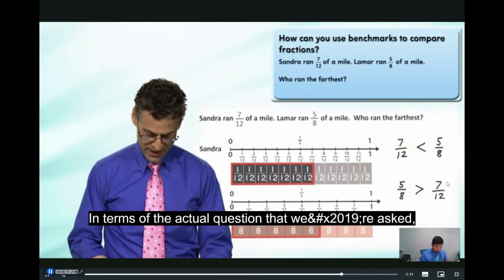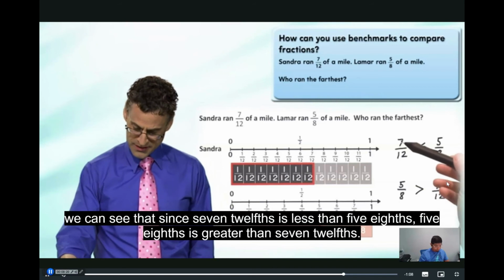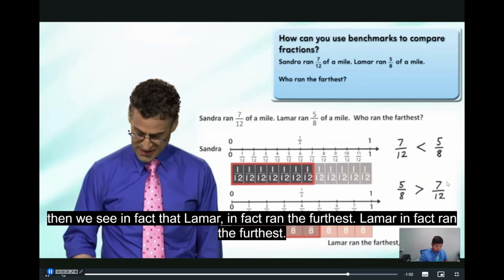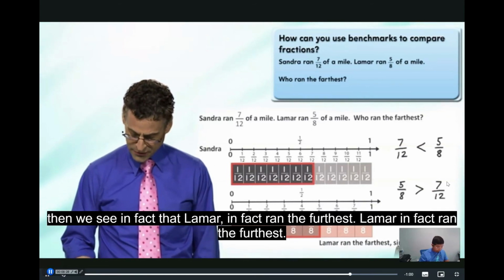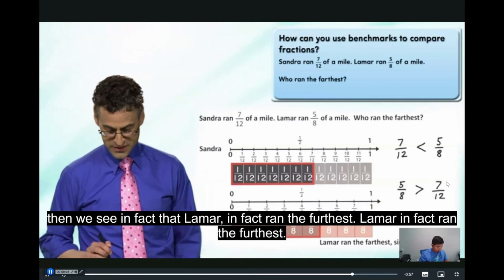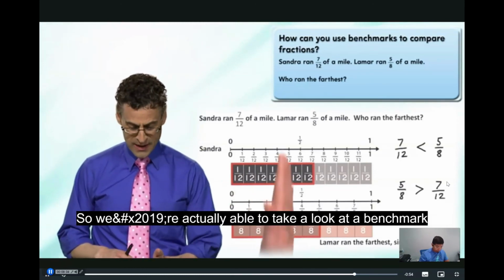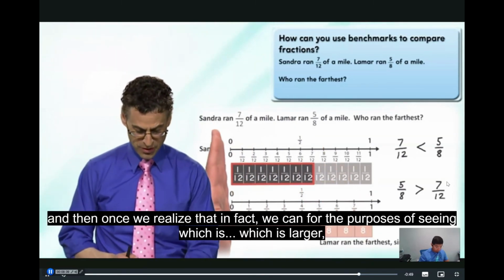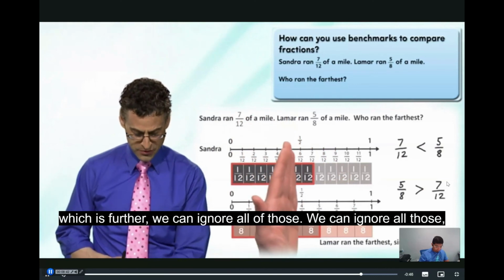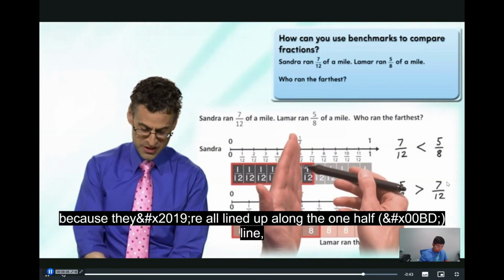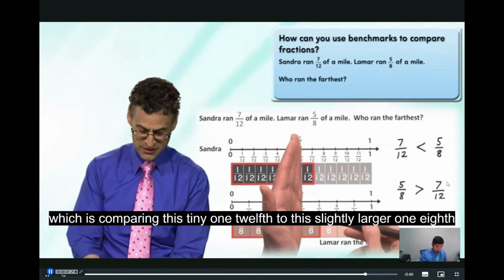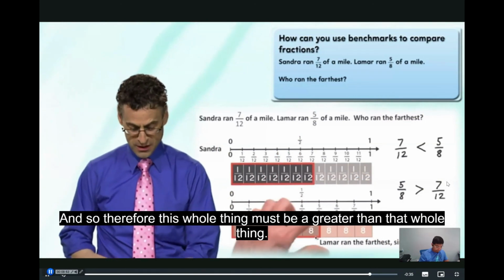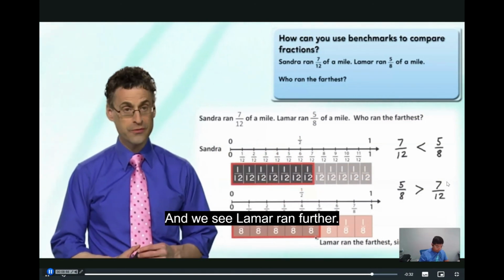In terms of the actual question that we were asked, since 7/12 is less than 5/8, and 5/8 is greater than 7/12, we see that Lamar ran the furthest. So we were able to take a look at a benchmark, and then for the purposes of seeing which is further, we can ignore all of those, because they all line up along the 1/2 line. We're just comparing this tiny 1/12 to this slightly larger 1/8, and we see this is bigger. Everything else agrees, and so this whole thing must be greater than that whole thing. And we see Lamar ran further.